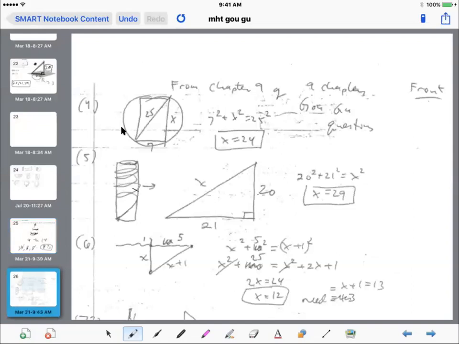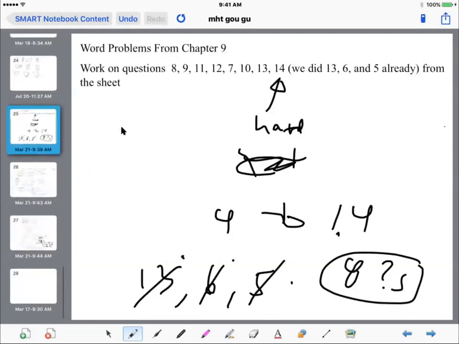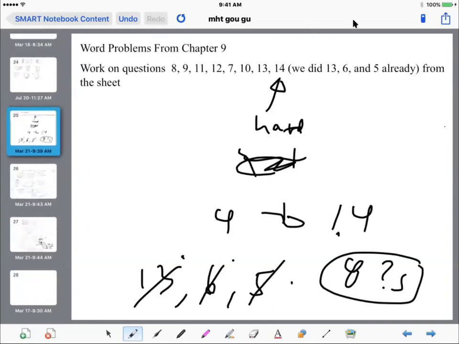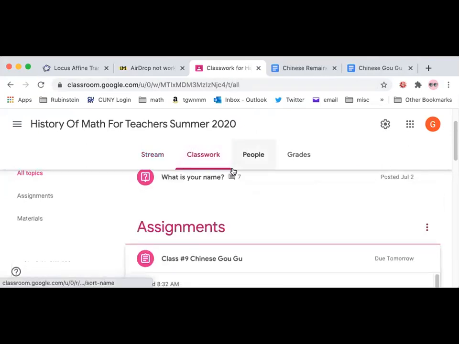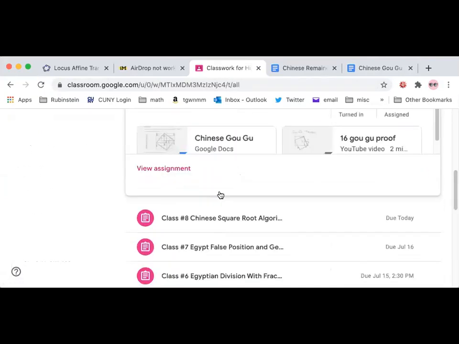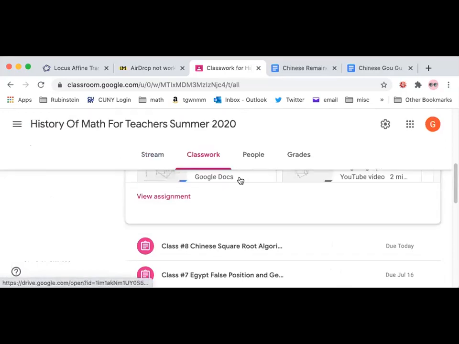Oh, I see, I have answers. Where are the questions? Let me bring the actual questions up because I have those also, so I can just show you them. They're in the document, but here, let's see, lots of windows here. Okay, history of math for teachers. And here is document.